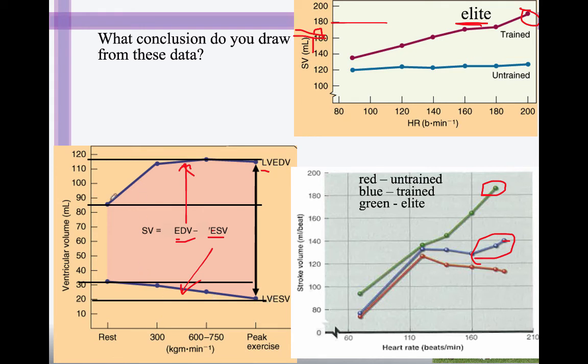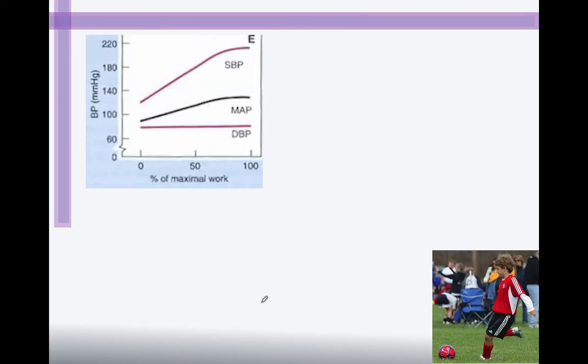And so you can see again, as we go from rest to moderate exercise, there is a fairly big increase in EDV, largely because of muscle pump, respiratory pump, and reflex venoconstriction. And there is a little bit of a decrease in ESV because the sympathetic nervous system is making the heart beat harder. It's beating harder.